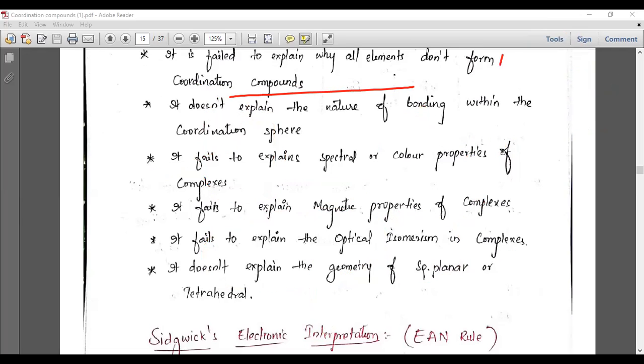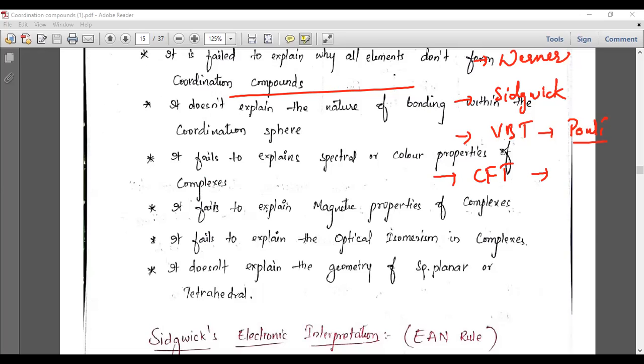The first theory is Werner's. Werner is the first scientist. After that, there is another scientist, Sidgwick. He is also another scientist. After Sidgwick, the next theory is VBT theory, given by Pauling. That is valence bond theory. Next after that, CFT theory. This is also one of the theories. It will explain the color property. And after this CFT, again LFT is there, that is the ligand field theory. So these are all different theories.